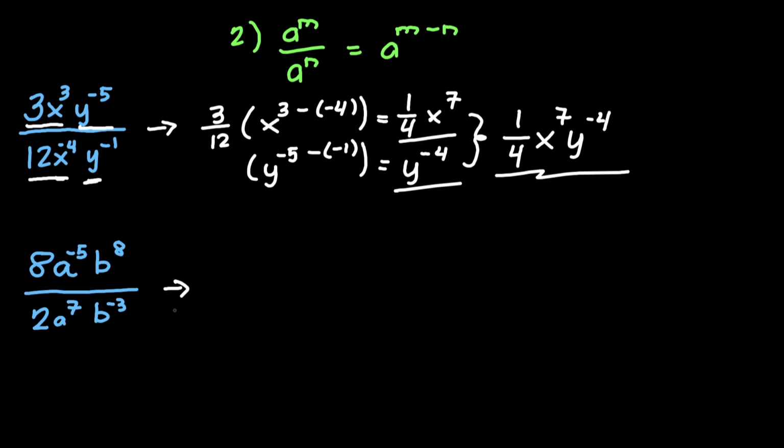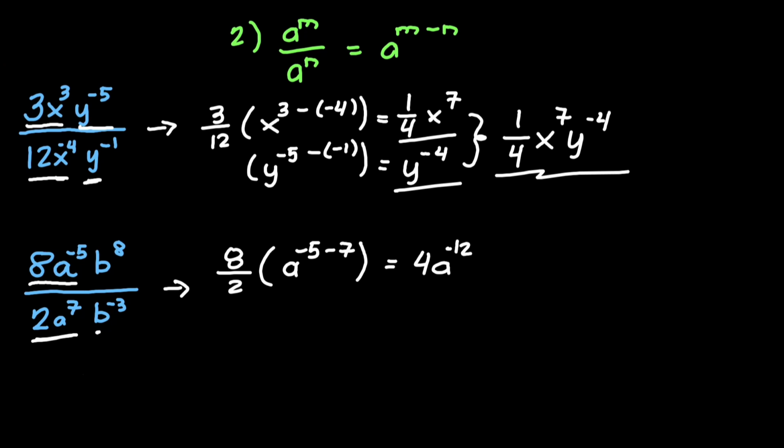Next up is this, 8a raised to the power of negative 5 multiplied by b raised to the power of 8 over 2a raised to the power of 7 multiplied by b raised to the power of negative 3. As usual, let's focus first on the a values. So it would be 8 over 2 multiplied by a raised to the power of negative 5 minus 7. 8 divided by 2 would be 4. And negative 5 minus 7 would be negative 12.